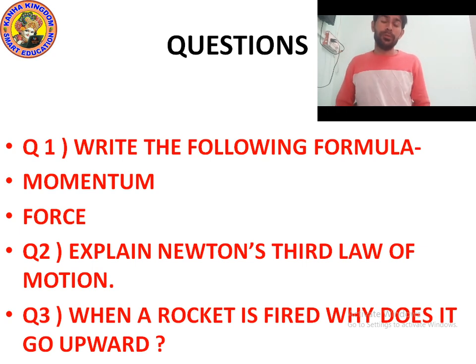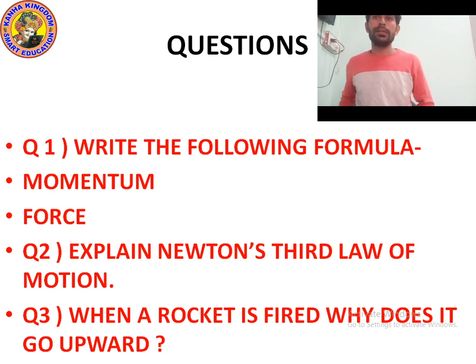Force. What is the formula of force? The formula of force is F equals m into a. Force is mass into acceleration. Its unit is Newton or kilogram meter per second square. Both are units. Now question number two.